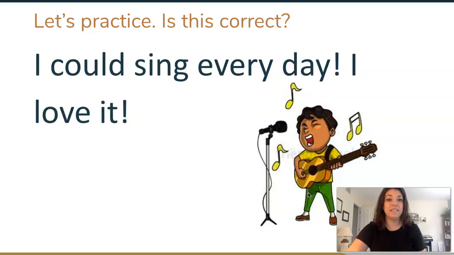How about this sentence? Is this correct? I could sing every day! I love it! So now we have some exclamation points instead of periods. Are they in the right places? I could sing every day! I love it! Yes, these two sentences are correct.